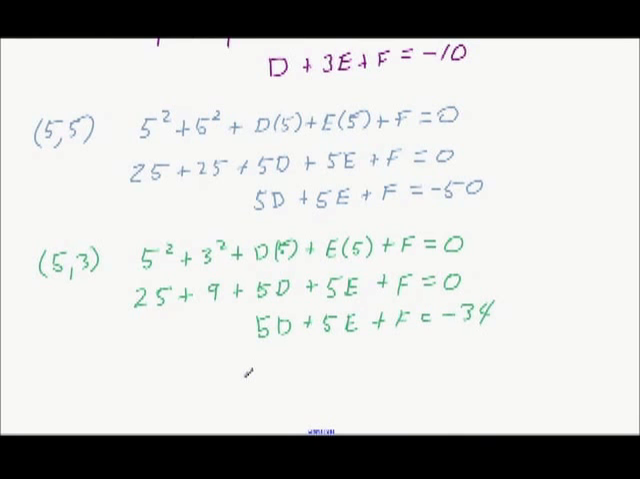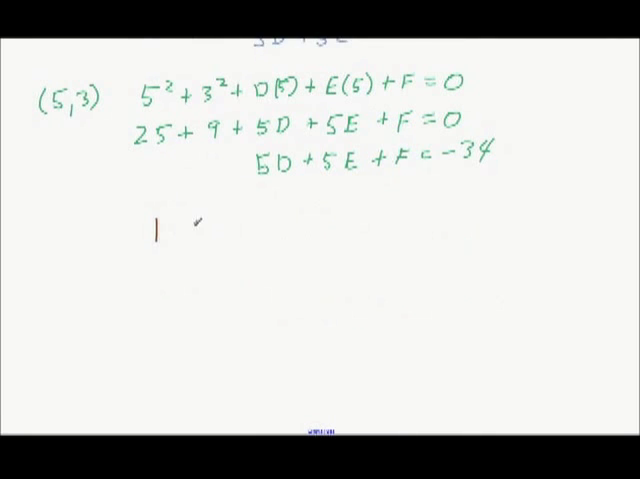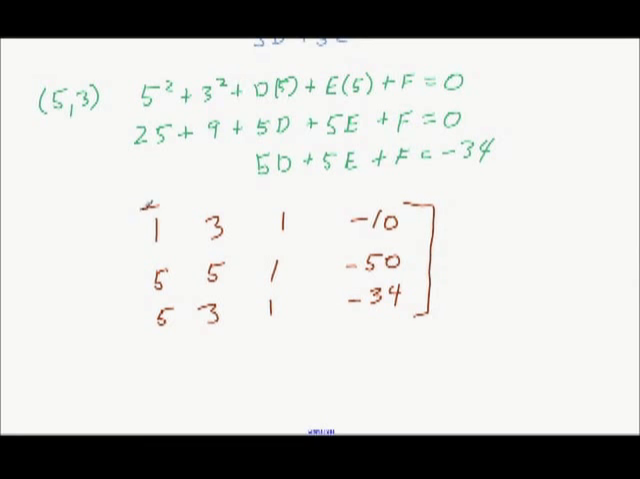I'm going to take those 3 equations now and solve them just exactly the way we have been solving them using matrix algebra. First, I'm going to make up a matrix made up of the coefficients of those 3 equations. So the first one was 1, 3, 1 equals negative 10. The next one was 5, 5, 1, negative 50. And the third one was 5, 3, 1, negative 34. And that's going to form what's called an augmented matrix.